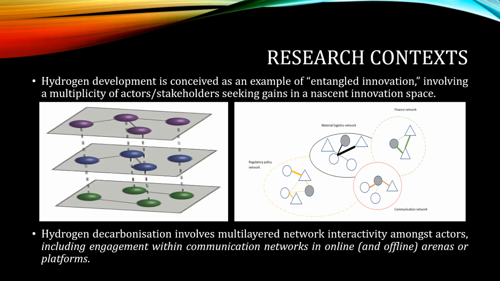This same hydrogen firm, the grey shaded circle, is also interacting at the same time in terms of organising material logistics for their hydrogen trials. Then there's the finance network, and note in my diagram, I give particular emphasis to the entanglement between the hydrogen firm and two governmental entities that operate in that space.